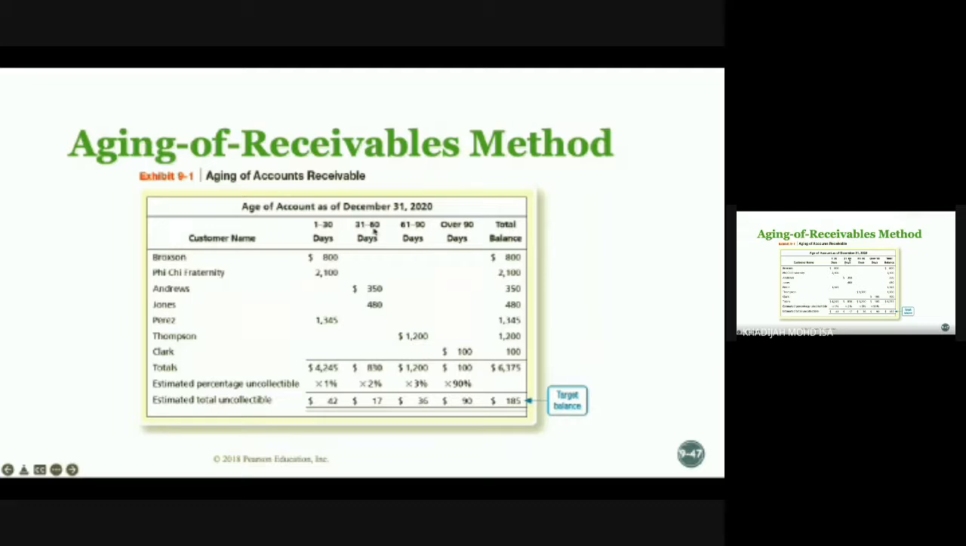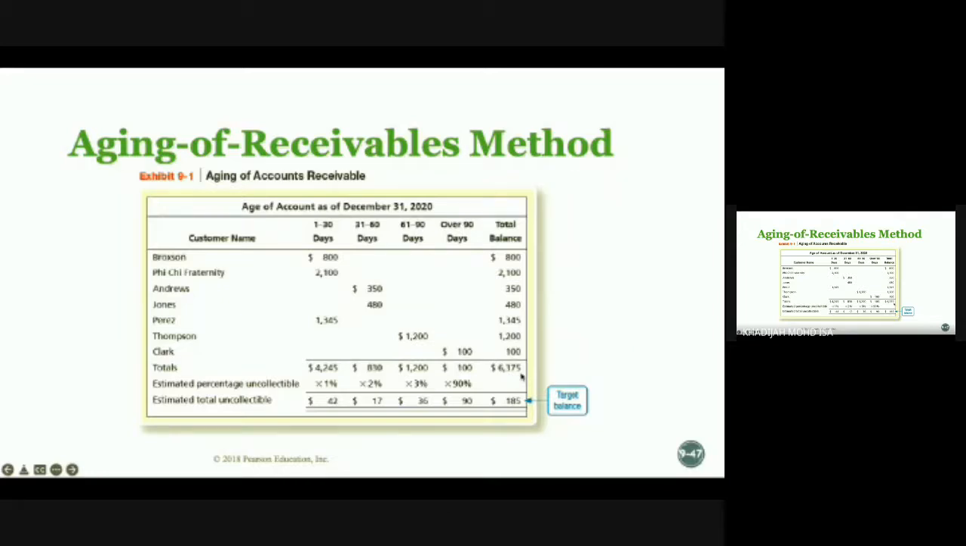And those customers that will pay within 31 to 60 days. So this is what we call aging. You put your customers into the respective aging period, right? So you have Andrews and Jones who will pay within 31 to 60 days. And within 90 days, you have Thompson to pay you. And over 90 days, you have Clark. Right, so these are the total balance of each of the customers, and the total is 6375.